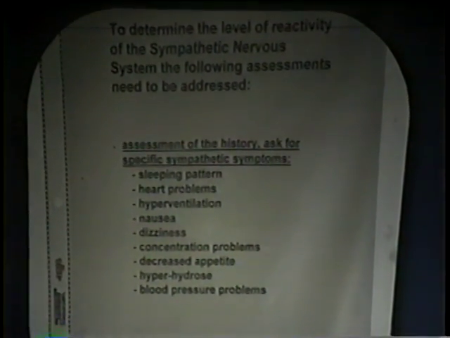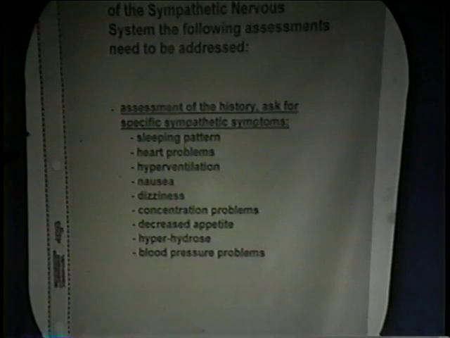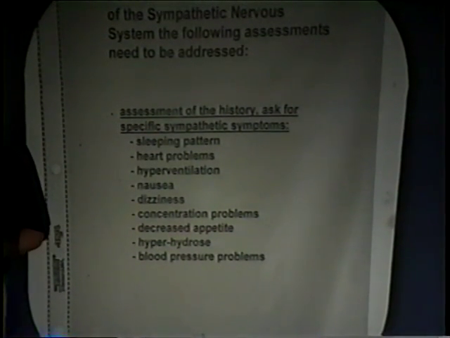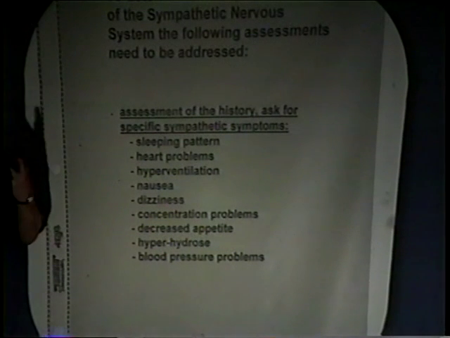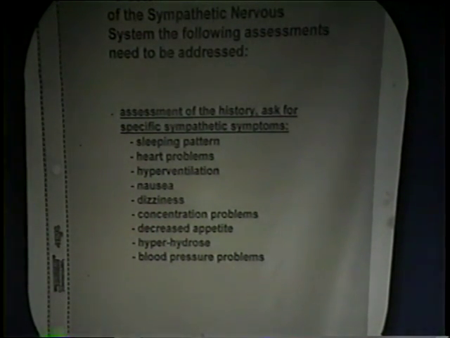Nausea, dizziness. Not every dizziness is a VBI. Definitely not. It could also be related to sympathetic symptoms. Concentration problems, decreased appetite, hyperhidrosis, blood pressure problems. So that's the first indication that you have. Those are also mostly the people with an extensive history, with a medication list from here to the window.